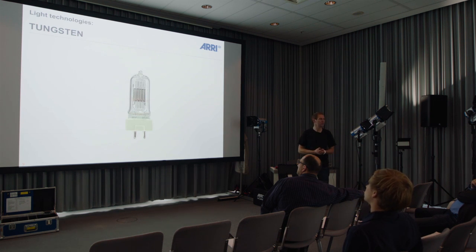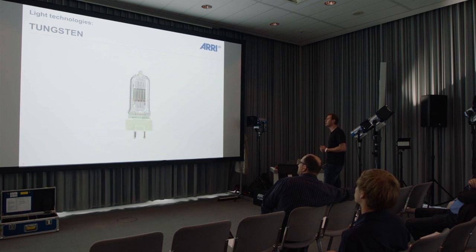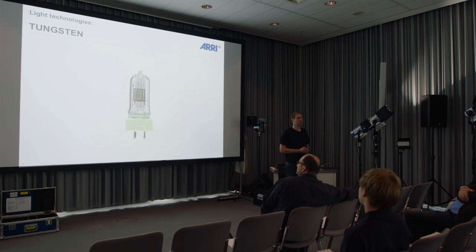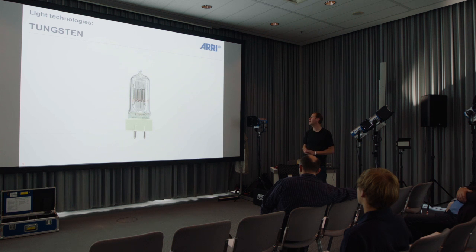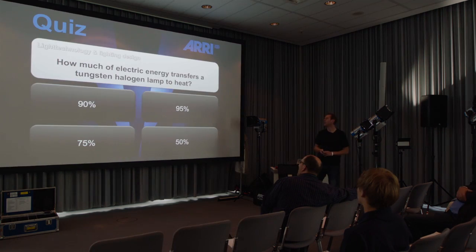Okay, so a few words about the light technologies. We start with tungsten, tungsten halogen, different to the tungsten that you maybe still have at home for your normal ambient light. In the movie business, we use tungsten halogen. And as we know, tungsten is not such an efficient technology.